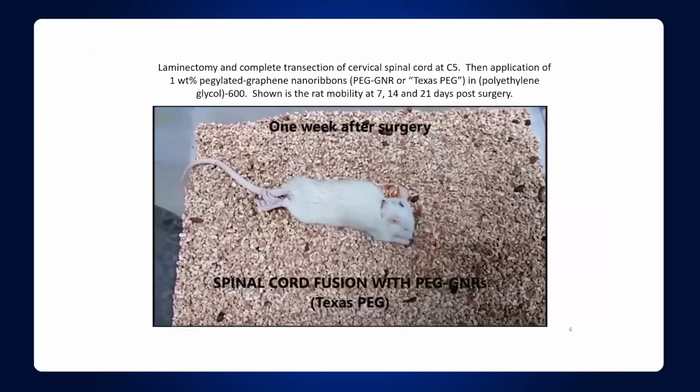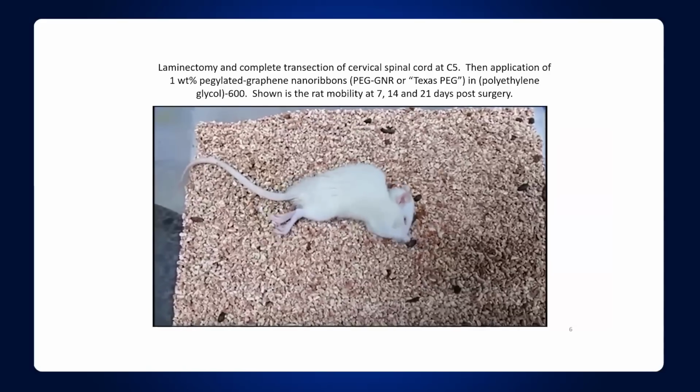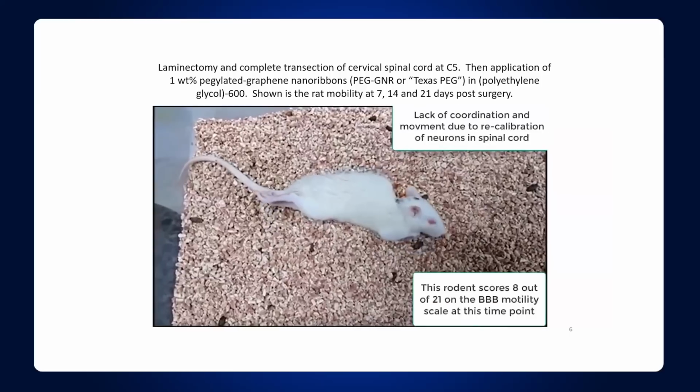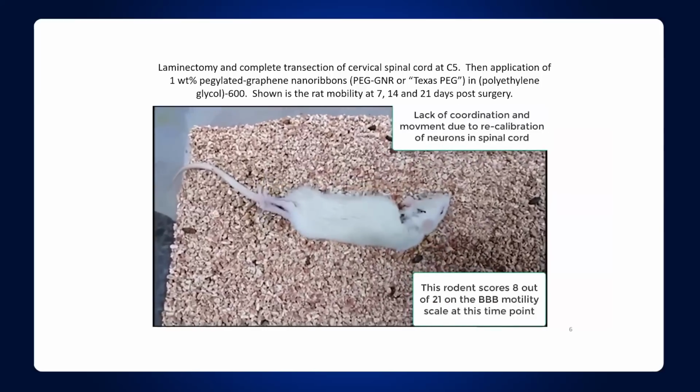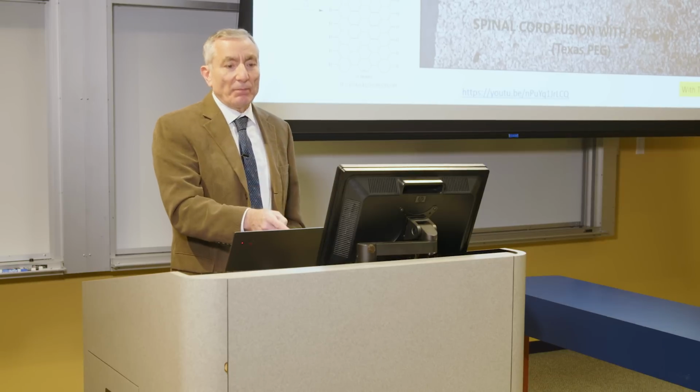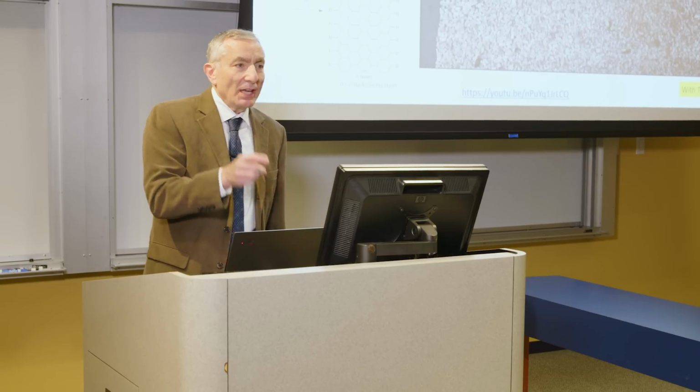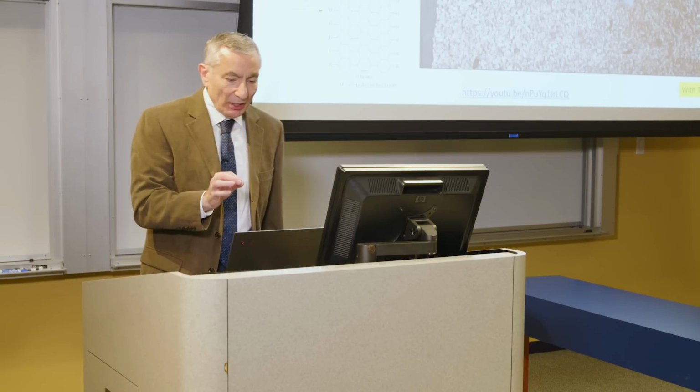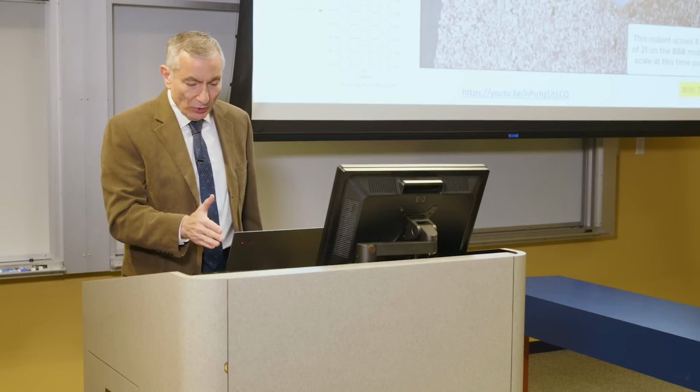And remember this rat I showed you? Remember I showed you this walking rat, this rat where we put the graphene nanoribbons in its spinal cord, totally cut in two spinal cord. This is what we put in it. It was the graphene nanoribbons as a 1% solution in polyethylene glycol, totally cut into the spinal cord.